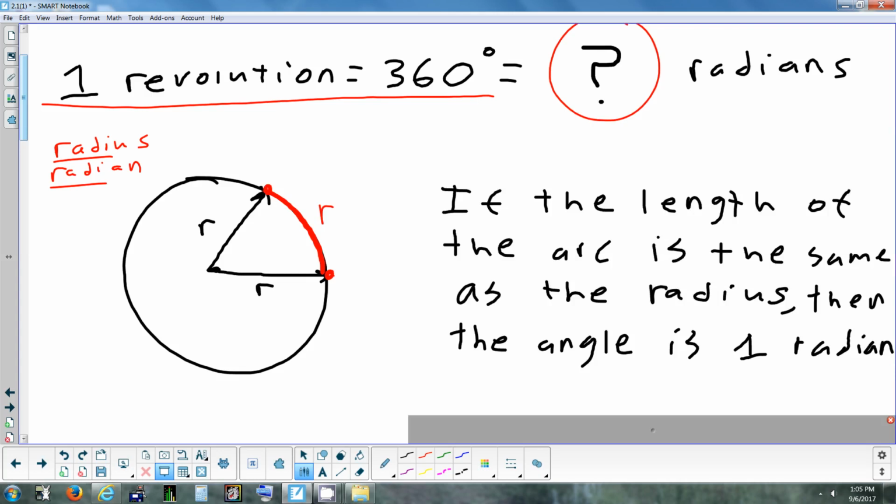All right, so if you took a ruler and you measured that ray in black and say it came out 5 inches, and then you took a piece of string and put it along that arc in red and you measured it, and that came out to 5 inches as well, then what that would mean is you have a picture of exactly one radian.